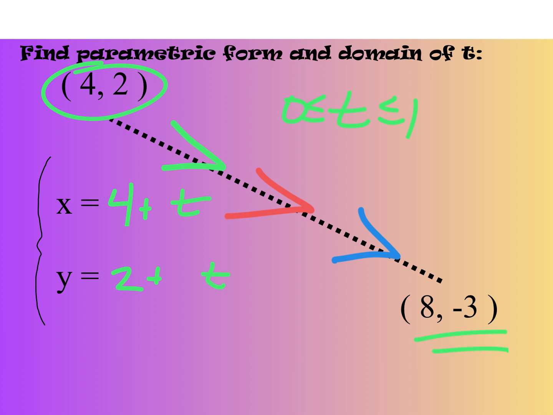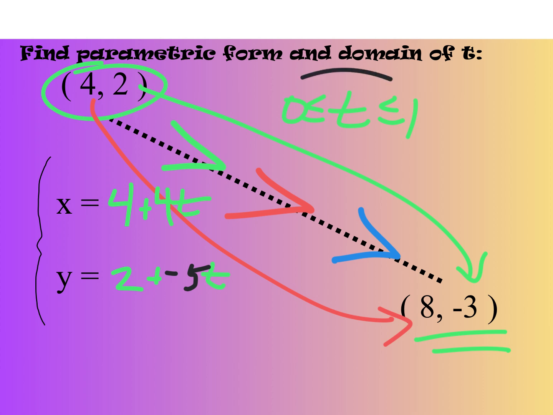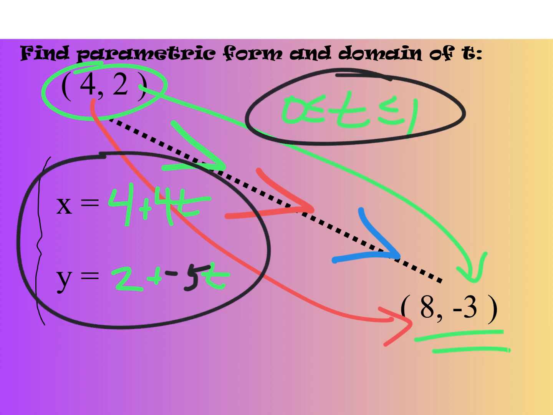The second point needs to be this, so I need to look and see, I want 4 to turn into 8. So I want that to go up by 4, so then there needs to be a 4 right here. And I need this one to go down 5. So then that's minus 5t. Raise your hand if you had that one right, including that and that. Okay, any questions?